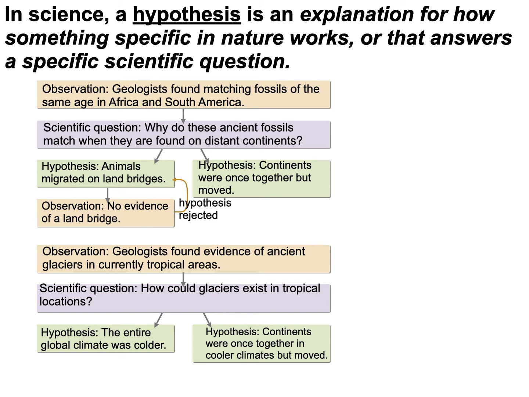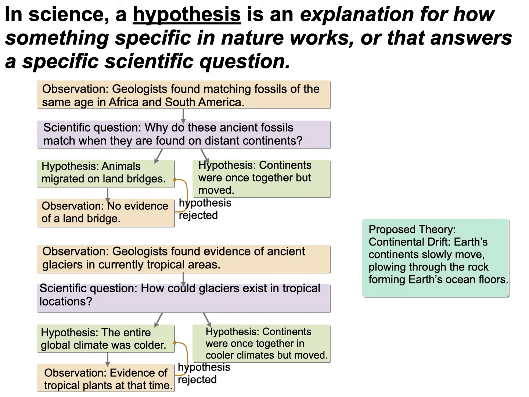The hypothesis suggesting that the entire Earth was cooler was ultimately rejected by scientists because rocks of the same age in different locations contain evidence of tropical plants, including large deposits of coal that can only form with such plants. Once again, the hypothesis suggesting that moving continents could explain observations was considered more likely.